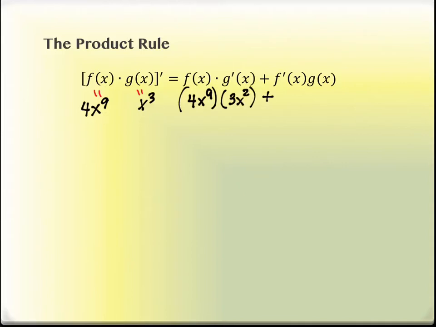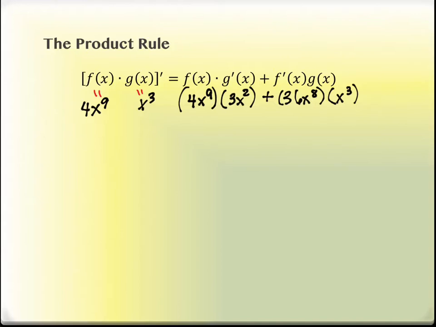What's the derivative of 4x to the 9th? 36, whoops, forgot my 6. 36x to the 8th. And then g of x just gets rewritten x to the 3rd. Okay, so far so good? So those are the pieces.